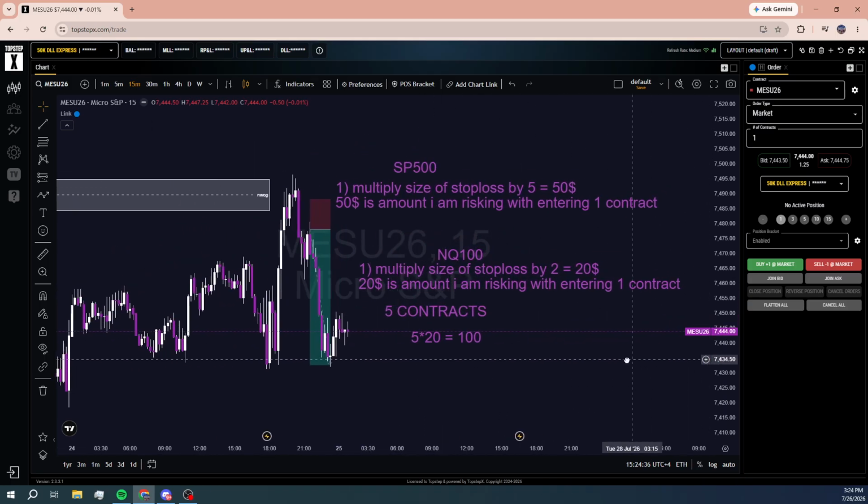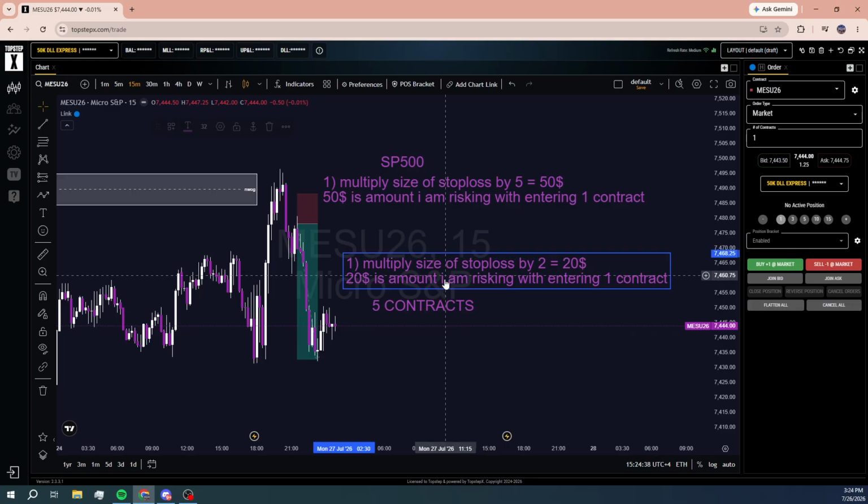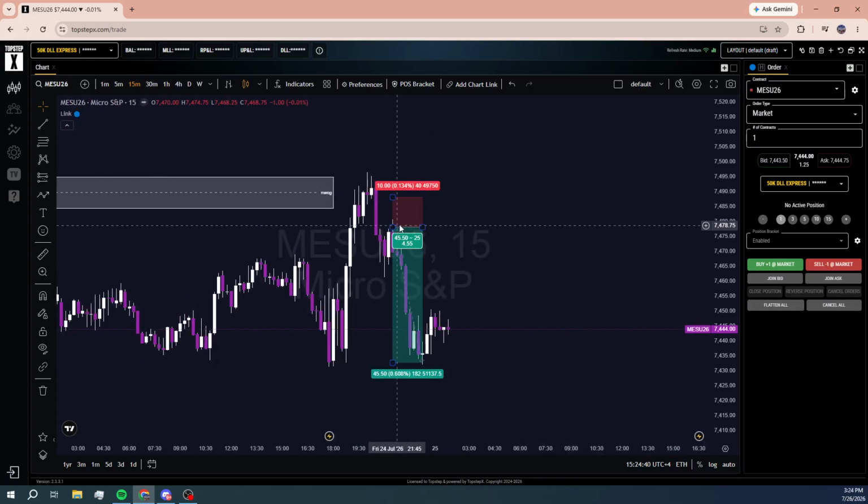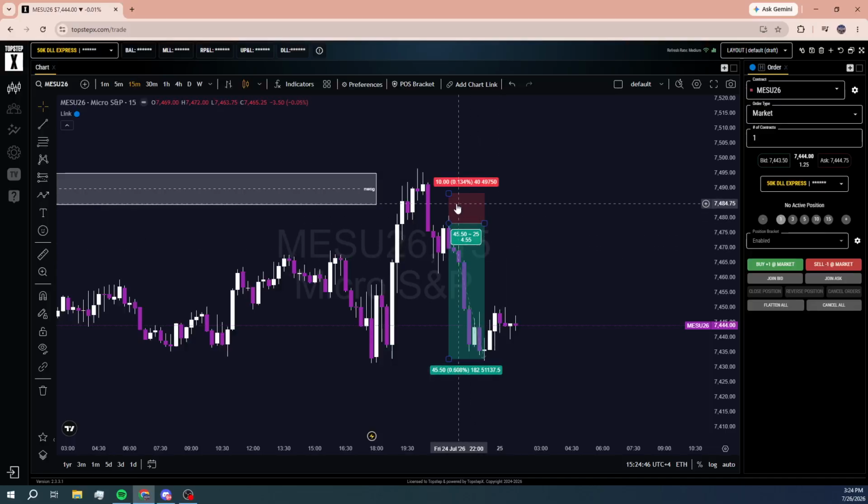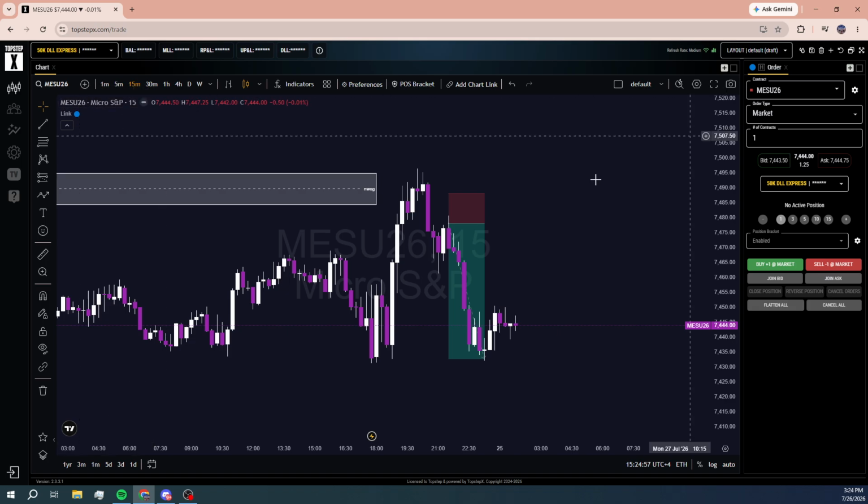So what you should understand and pay attention to is that when you are entering a trade, you have to specify how many contracts you are buying or selling with, and based on the stop loss size, you simply calculate how many contracts you want to risk. And it is slightly different for SP 500 and Nasdaq.